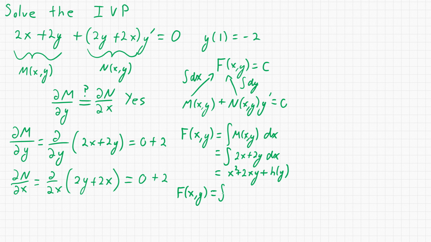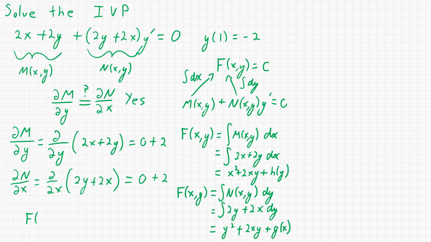Alternatively, we should have an equivalent way to get f of x comma y. We should be able to take the integral of N of x comma y with respect to y. Well, that's the integral of 2y plus 2x dy. The integral of 2y with respect to y is y squared, plus the integral of 2x is 2xy, and then we might have a g of x.